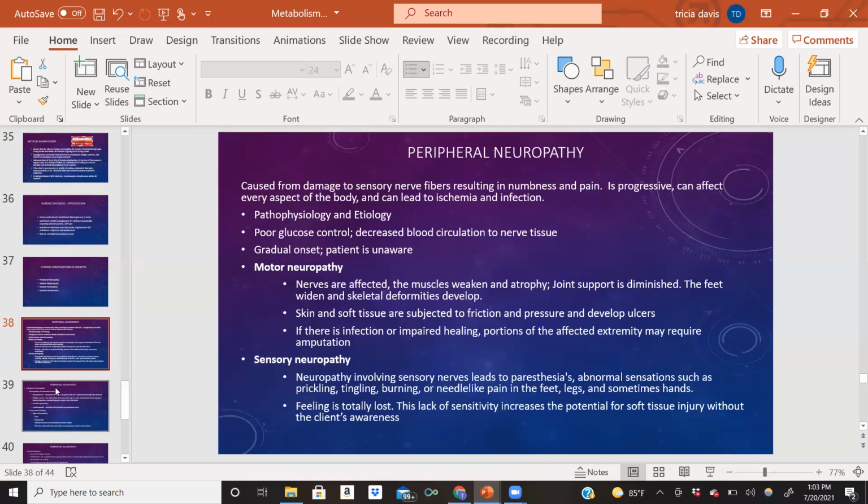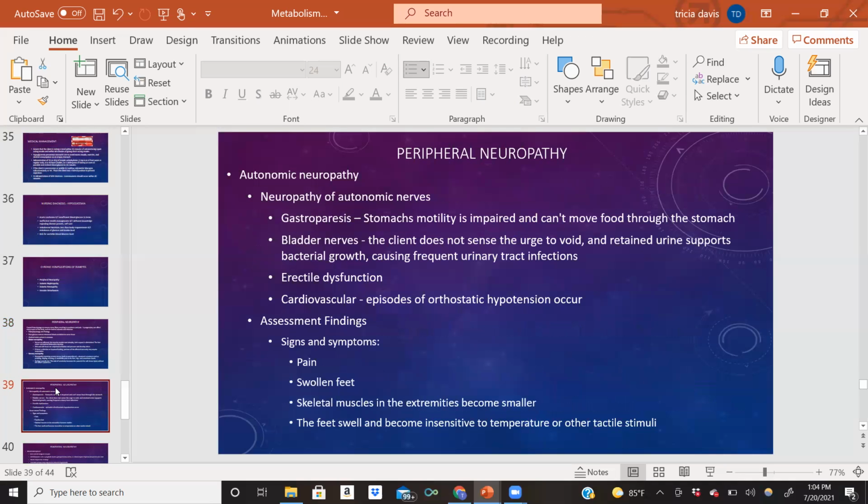They can develop sensory neuropathy. So this is neuropathy that's involving the sensory nerves, leads to paresthesias. So those abnormal sensations they might describe as prickling, tickling, burning, needle-like pain in the feet, the legs, sometimes the hands. Sometimes the feeling is totally lost. The lack of sensitivity increases the potential for soft tissue injury without the client's awareness. So these are those ulcers and those sores on the feet.